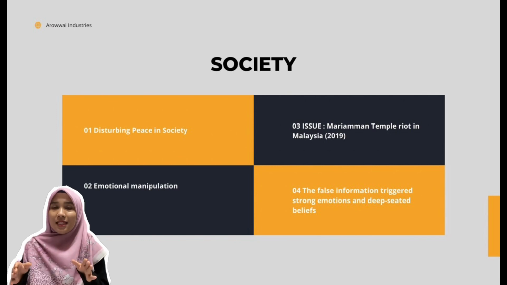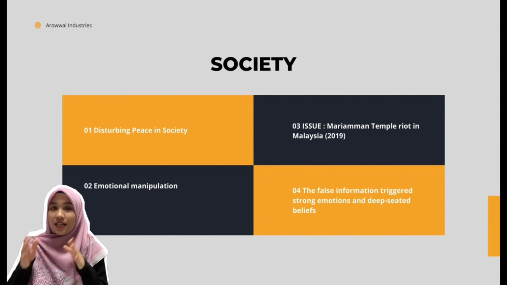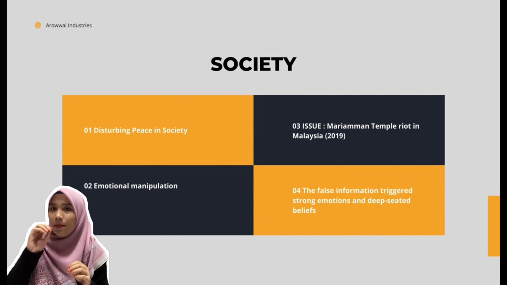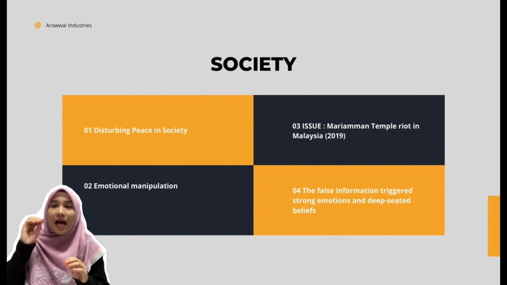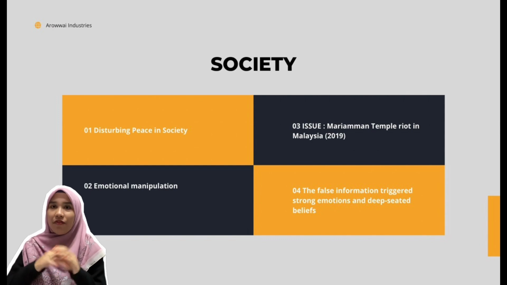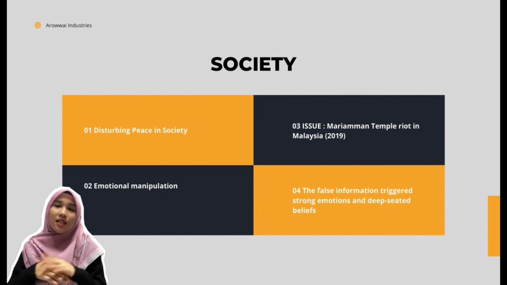The spread of fake news in this case played a significant role in inciting the violence and unrest. The fake news triggered strong emotions and deep-seated beliefs, leading to a breakdown of public order and the potential for further escalation. It highlights the dangers of fake news in inflaming tensions between different religious or ethnic communities and undermining social harmony. This issue demonstrates how fake news that promotes hatred, fuels discrimination, or encourages retaliation can incite violence and pose a significant threat to society order.